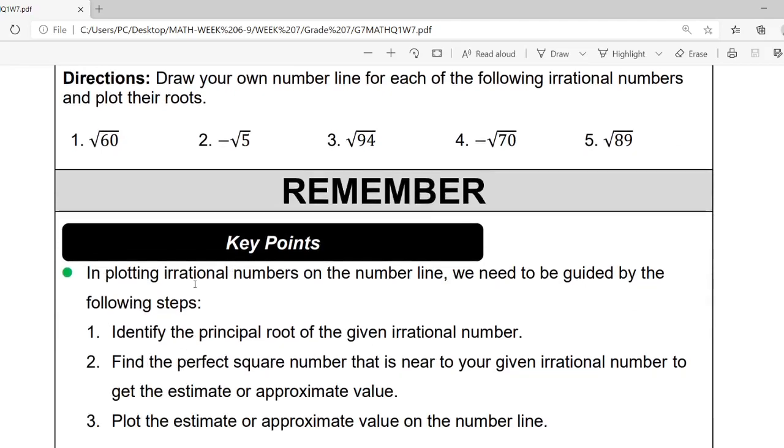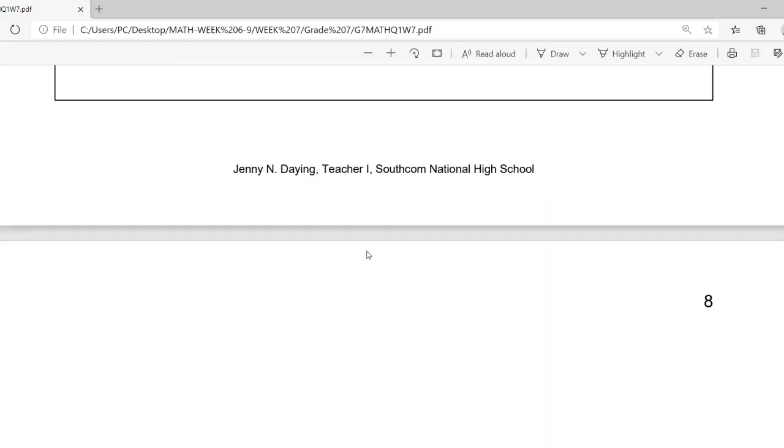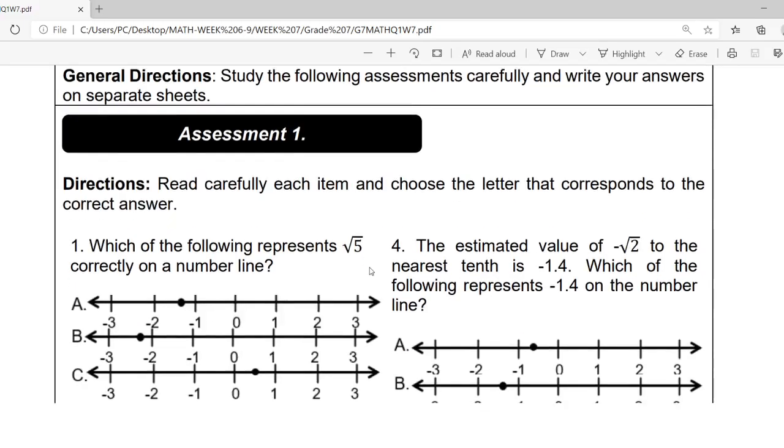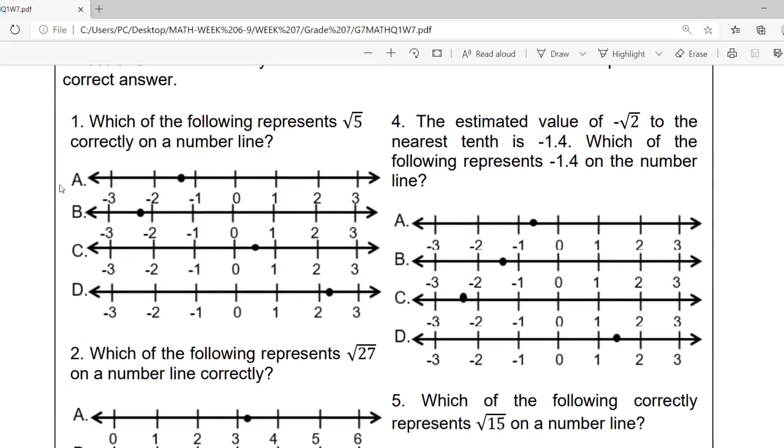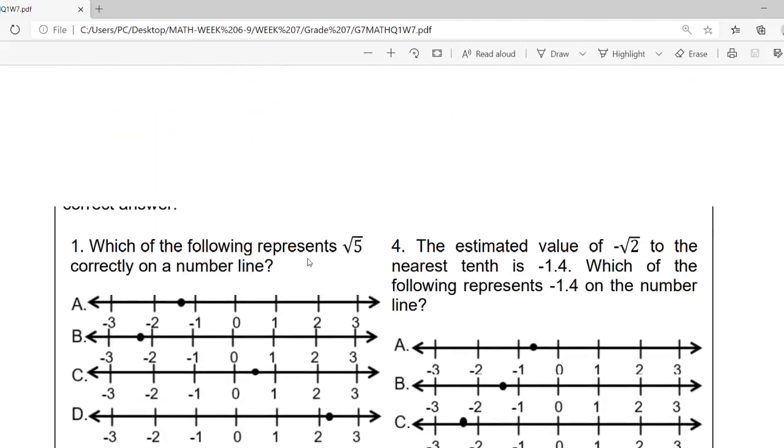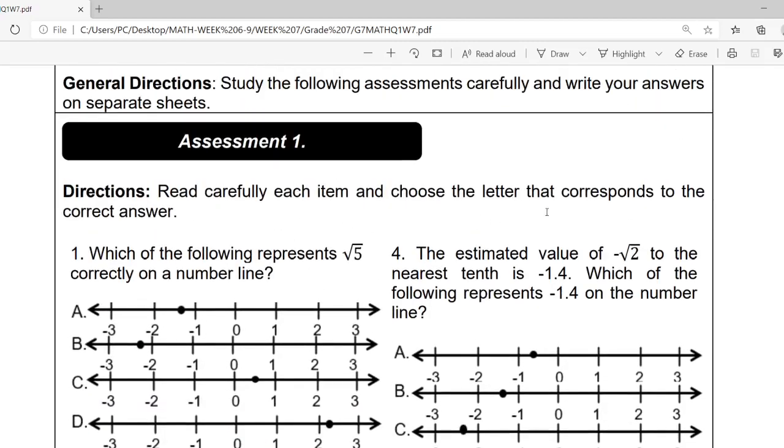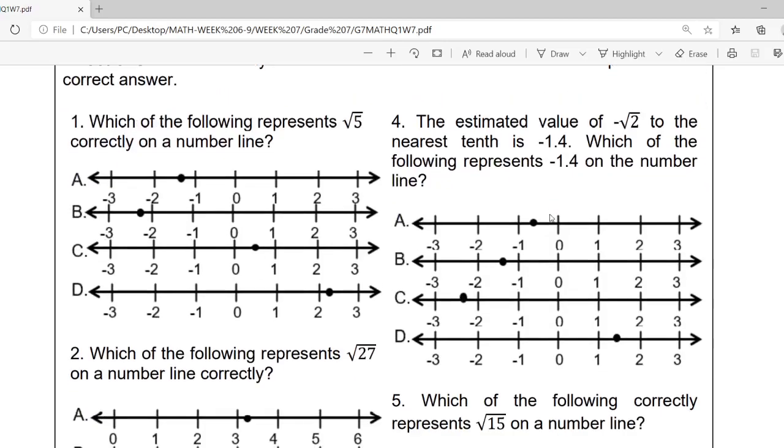So, key points. In plotting irrational numbers on a number line, we need to be guided by the following steps. First, identify the principal root of the given irrational number. Find the perfect square that is near to your given irrational number to get the estimate or approximate value. Then plot the estimate or approximate value on a number line. Okay, you just answer this one by choosing the letter that corresponds to the correct answer.